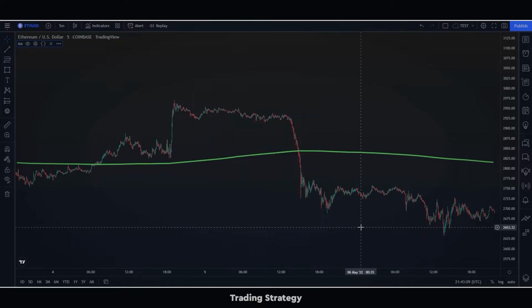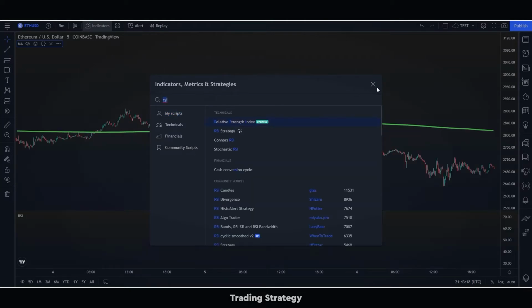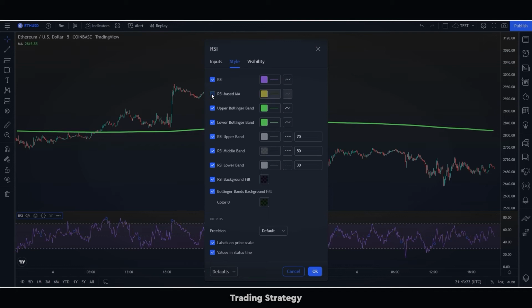This moving average will be the one that acts as a filter. That is, if the price is above the moving average, we will only carry out purchase operations. If the price is below the moving average, we will only carry out sell operations. The next thing we will do is select the RSI indicator. We will deactivate the average, and we will change these values to 68 and 32.